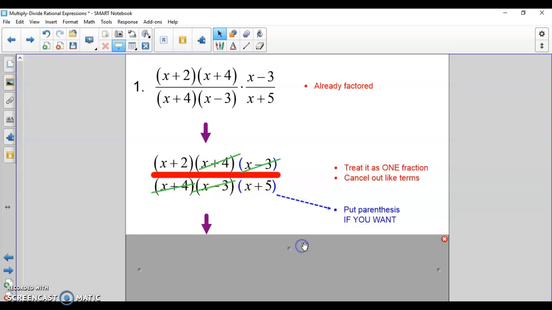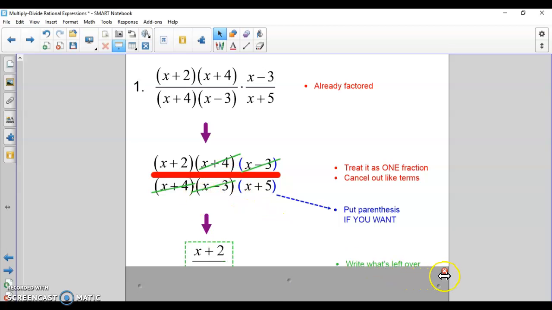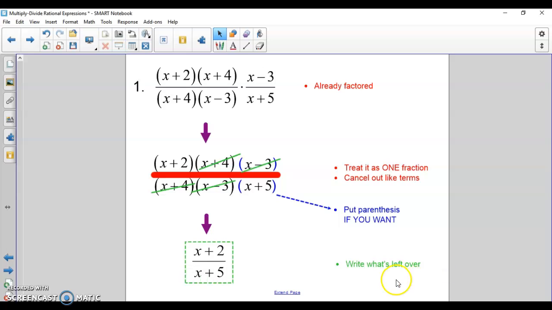I did make a note here. Around these, in the beginning I didn't have parentheses. You can put parentheses around them if you want. Not a big deal. If you don't, just know that you can cancel out the x minus 3 as a whole with the x minus 3 on the bottom. That's all. And then we rewrite what's left over.